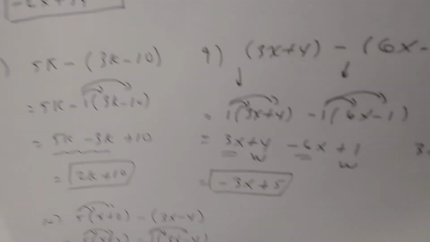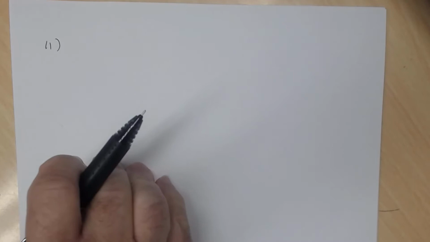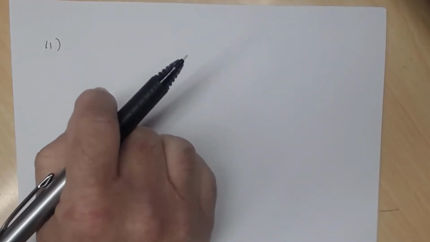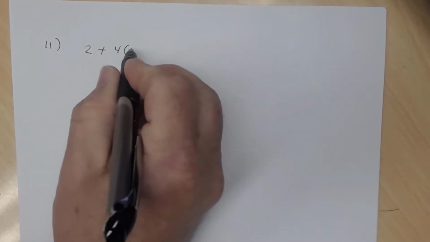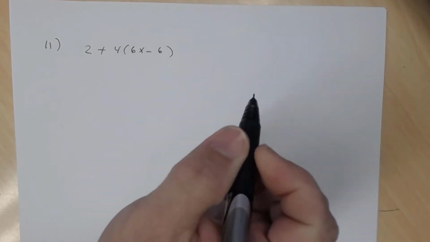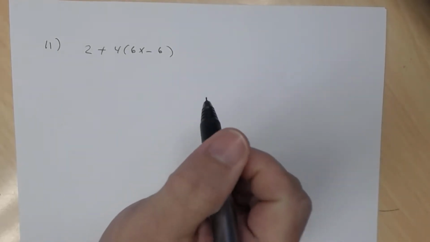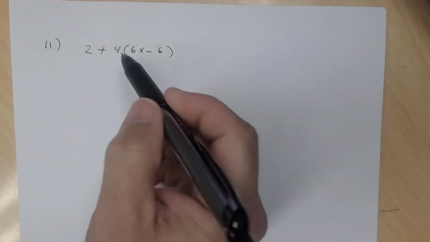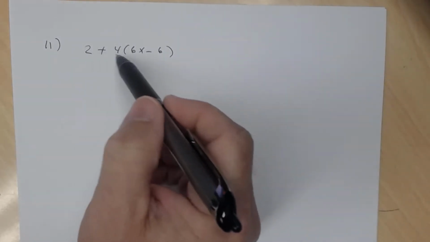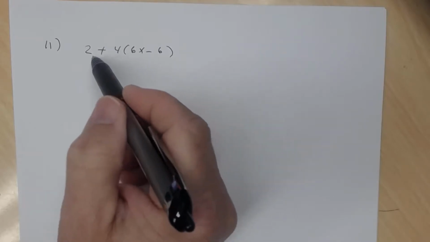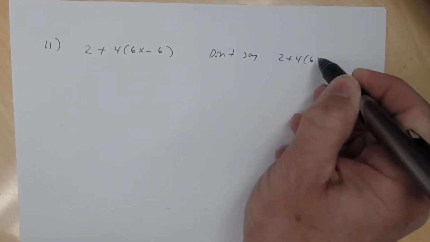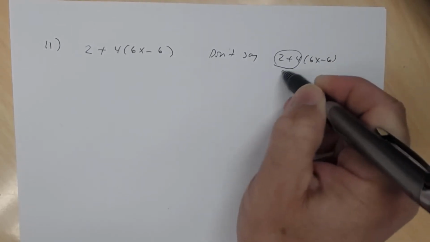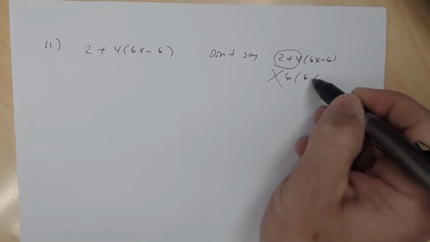Okay, number 11. Suppose we had 2 plus 4 times 6x minus 6. So be a little bit careful here. What some students tend to make a mistake is they want to say 2 plus 4 is 6. That's incorrect. Don't say this is 6. That's not true. So it's not 6 times 6x minus 6. That's wrong.